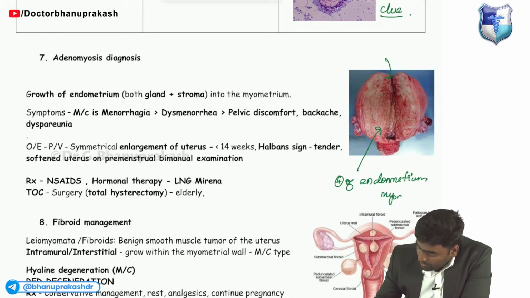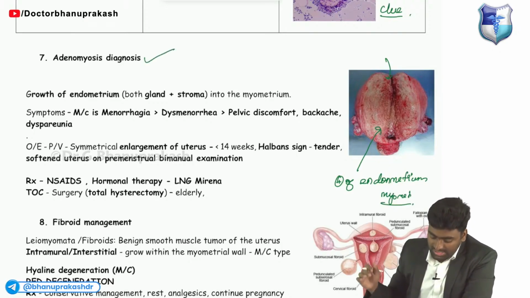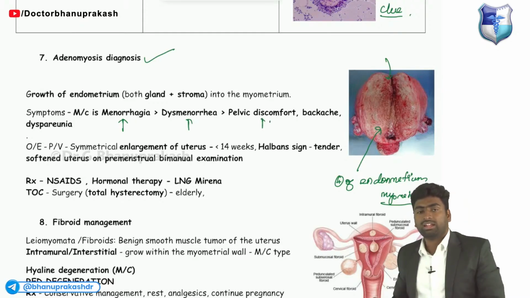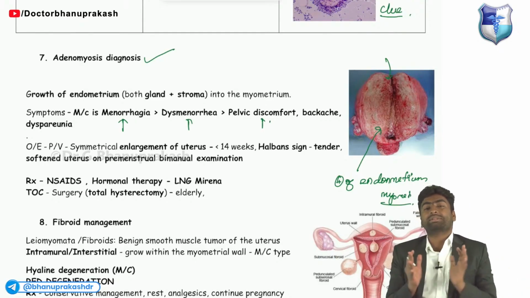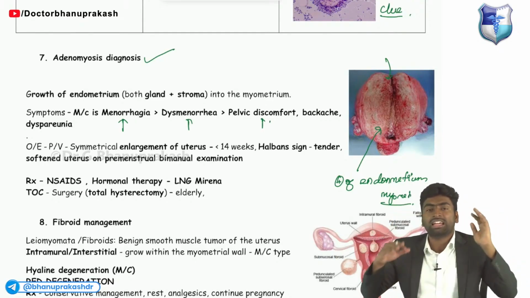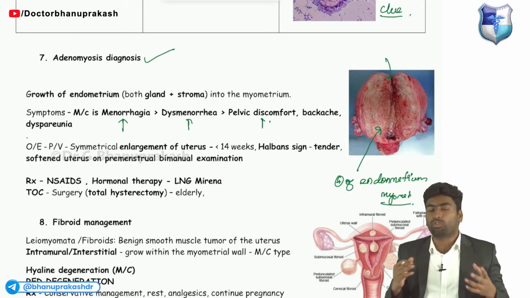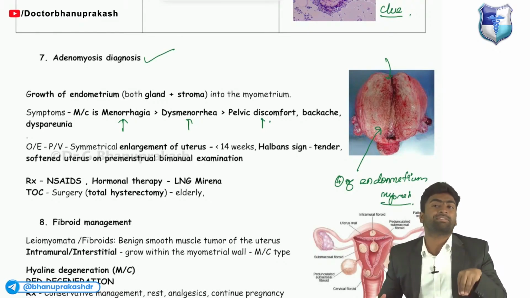Okay, so it is what it is. Yeah, it is the feature of adenomyosis. The most common symptoms include menorrhagia or increased menstruation, then dysmenorrhea, pelvic discomfort, and backaches. So you will see there is a symmetrical enlargement. It is not irregular, it is a symmetrical enlargement of the uterus, but this enlargement will not exceed 14 weeks size. So it should always be less than 14 weeks. So this is the case of adenomyosis.